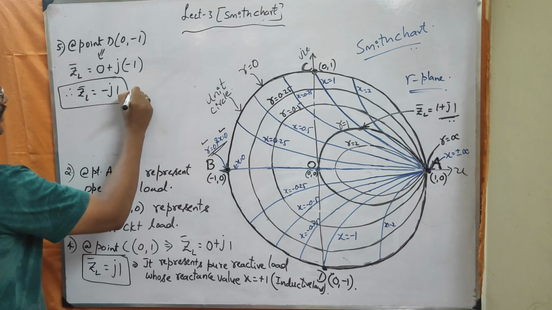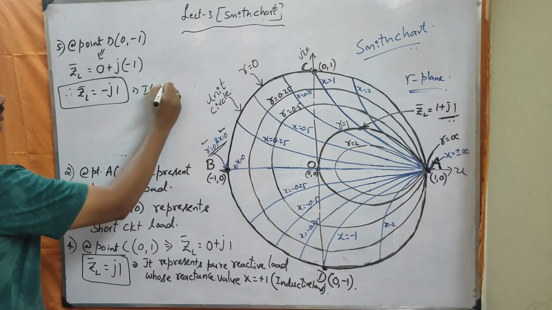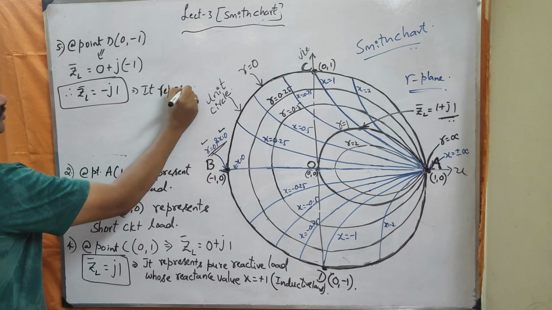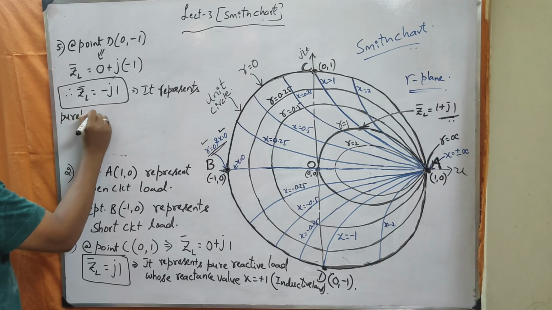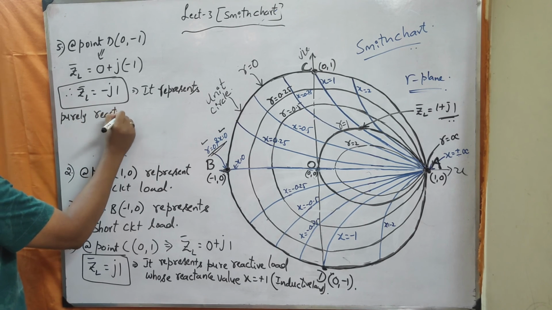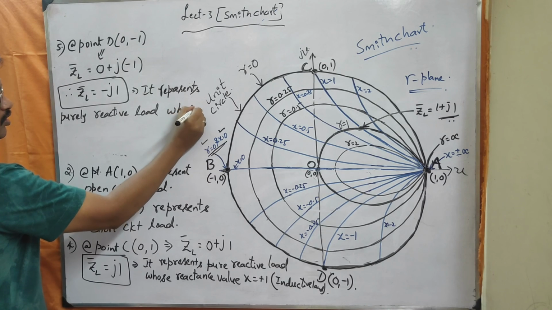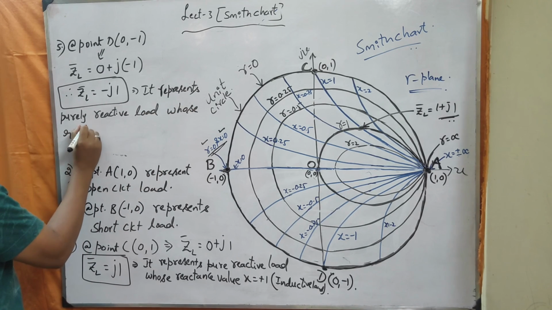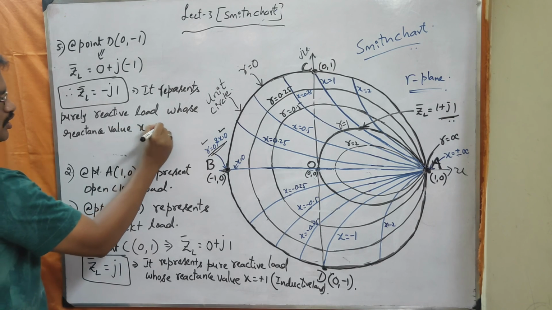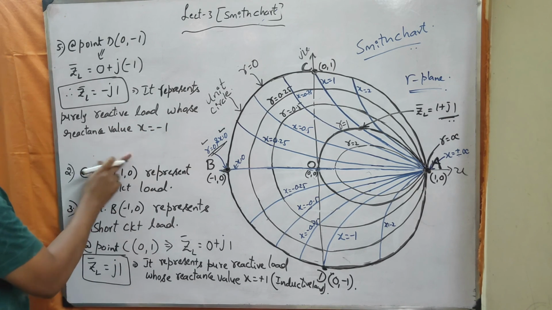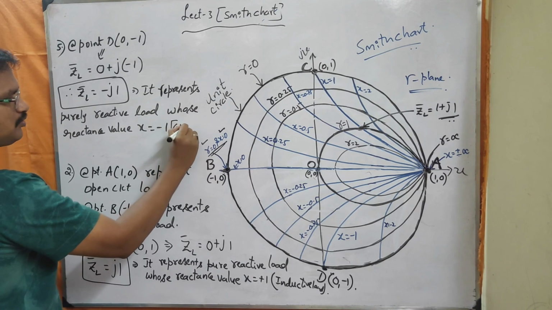Okay, so that means this point D represents a purely reactive load whose reactance value X is equal to minus 1. Since the reactance is negative, it represents a capacitive load.